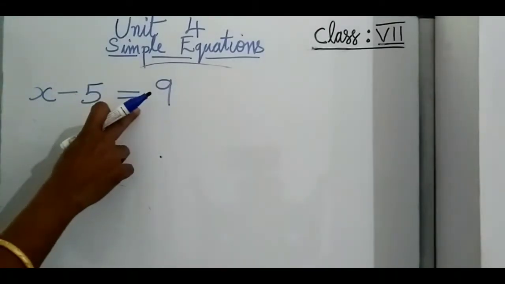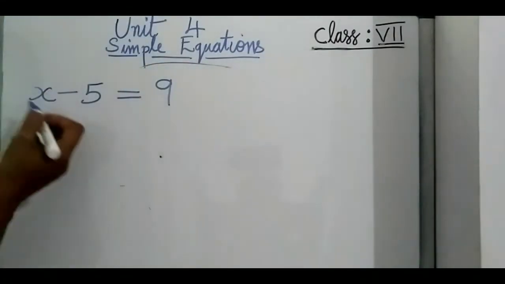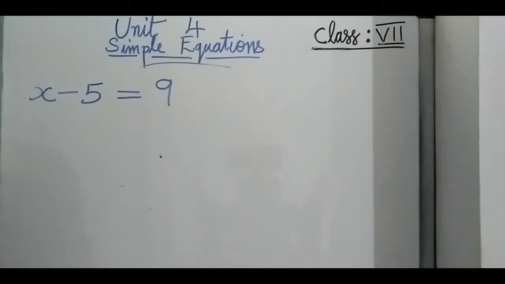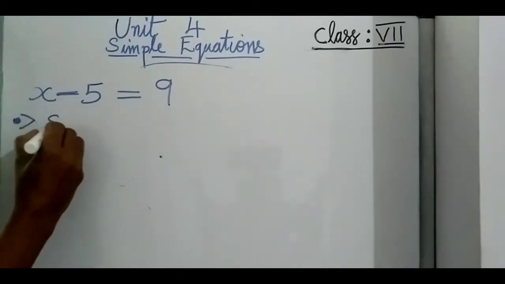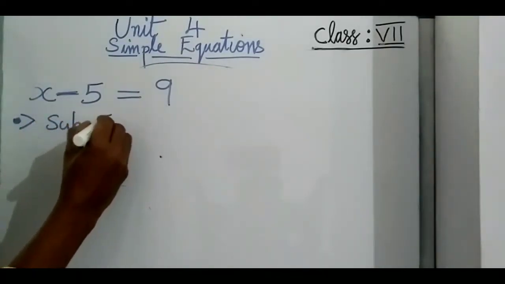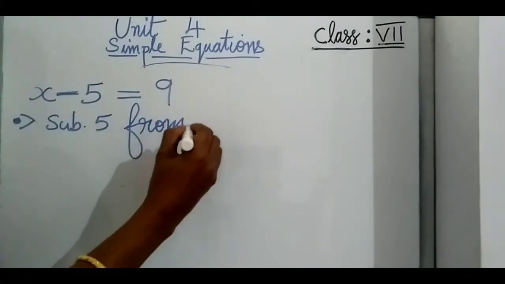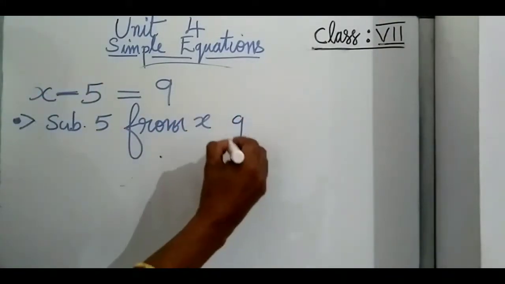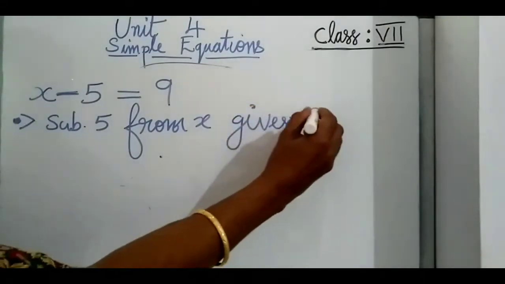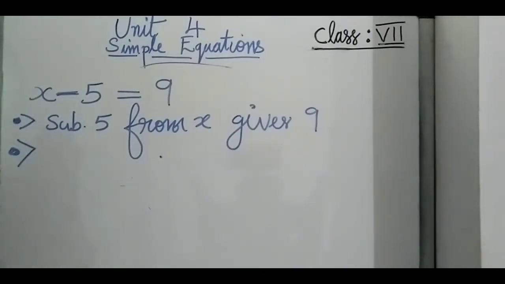Here, x minus 5 equals 9. The LHS is x minus 5 and the RHS is 9. There is the variable x, and we know that there is subtraction. So how can we write it? Here, subtract. What is subtracted? 5. From where? Subtract 5 from x. Subtract 5 from x gives 9.